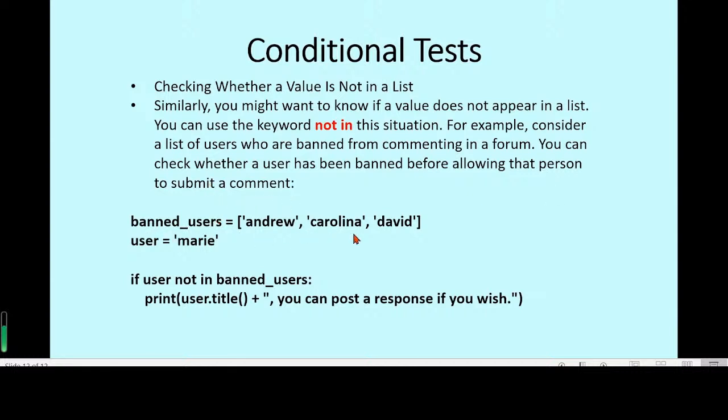So this is a list, banned_users, with 3 people. Another user is called Mary. If user not in banned_users, we will print the user's name followed by the message: you can post a response if you wish. Because this user's value, Mary, is not in this list, this conditional test will be True, so this message will be printed out.